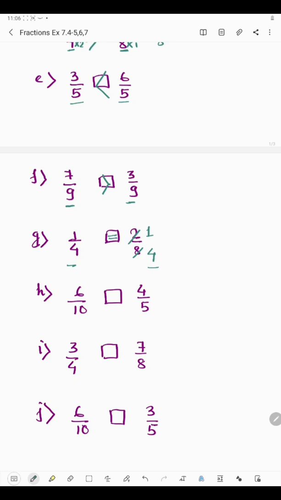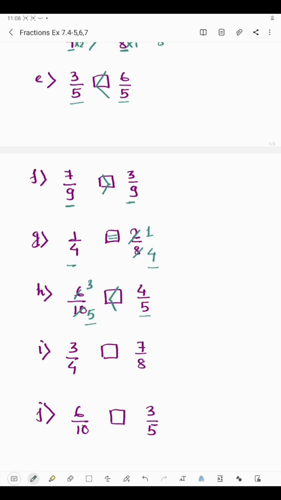Okay, we can write equal to sign. Now coming to H part. Now in H part we have 6 by 10 and 4 by 5. Now 4 by 5, this is already in reduced form. So we can cancel this and we can convert it into reduced form. So 2 3s are 6, 2 5s are 10. Now denominator is same, so we can easily compare.